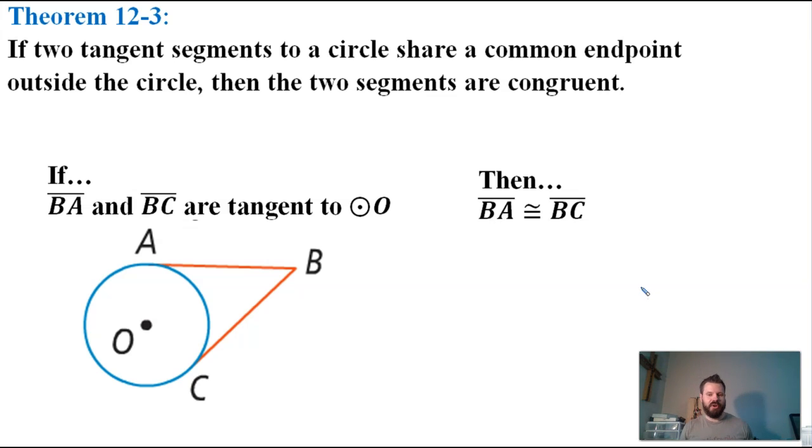All right, last theorem we're going to look at quick. It says that if two tangent segments to a circle share a common endpoint outside the circle, then the two segments are congruent. So if we have a setup like this where both AB and CB are tangent to the circle, and since they both share point B outside the circle, so we have two tangent lines that meet up at the same point outside the circle, our theorem says then the two segments are congruent. In other words, AB and CB have the same length.